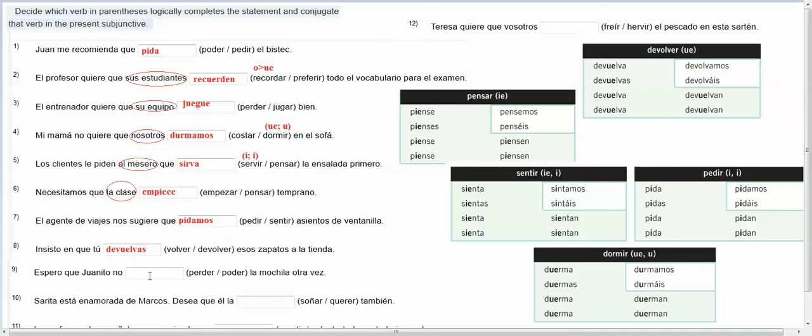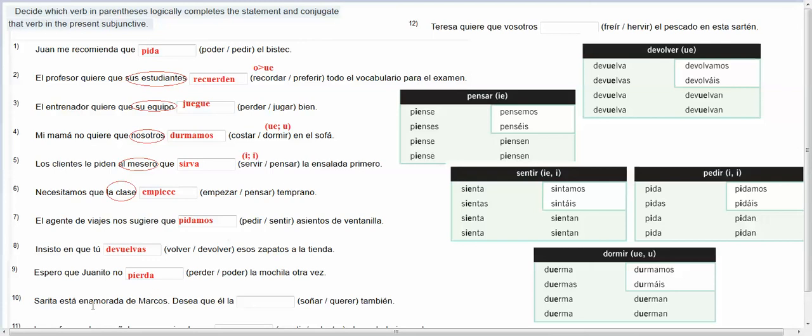Espero que Juanito no poder la mochila otra vez. So I'm hoping he doesn't lose it again, which is perder. Perder is an ER verb, so that means we only have to worry about stem changes everywhere but for nosotros and vosotros, it's an E to IE, so I'm going to get rid of my ending, I'm going to change my E to an IE, and I'm going to add an A, pierda.